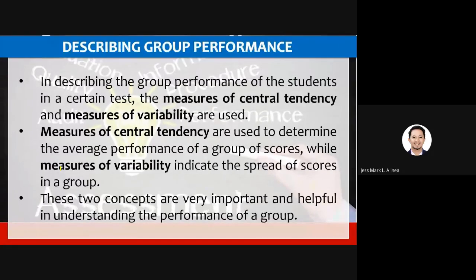So lahat lang ating pag-uusapan ay yun lamang pong magagamit natin sa assessment ng ating mga estudyante. So yung ibang bahagi ng statistics ay hindi natin paglalaanan ng pansin. So in describing the group performance of the students in a certain test, the measures of central tendency and the measures of variability are used.